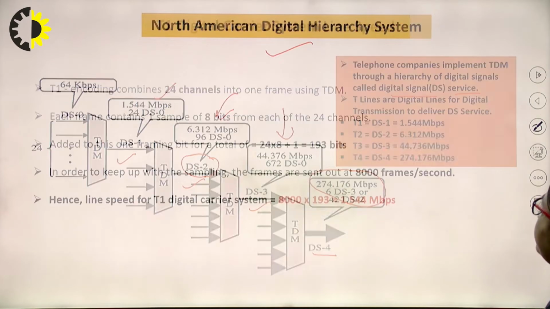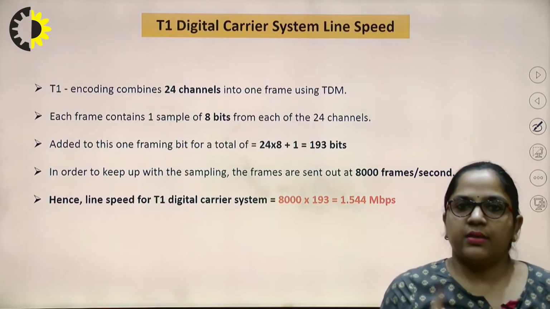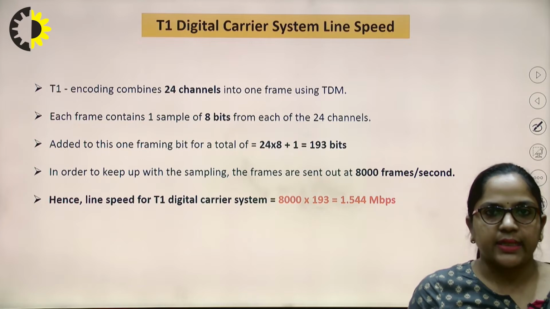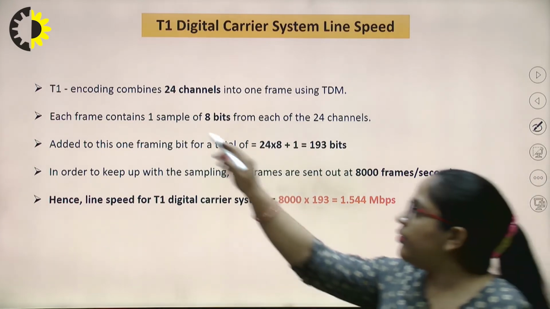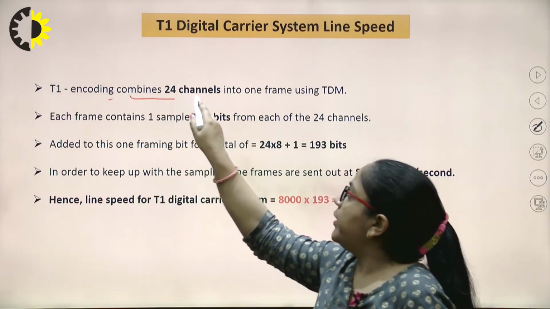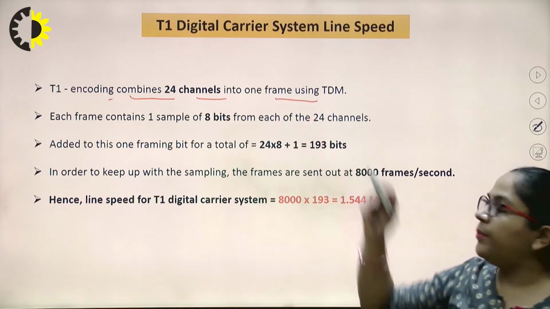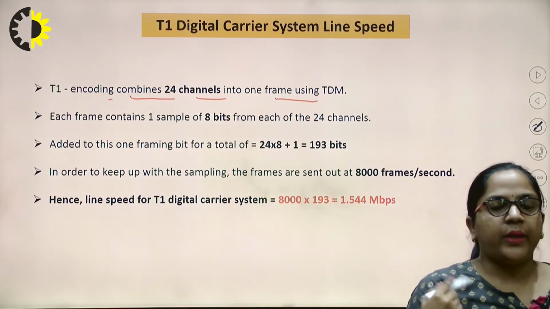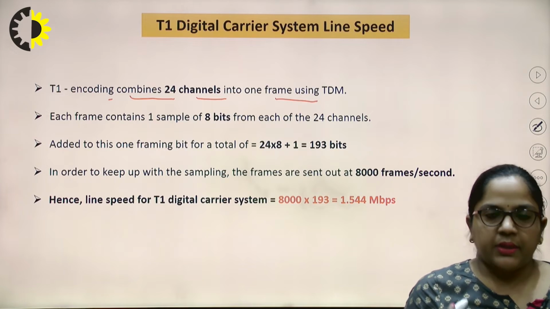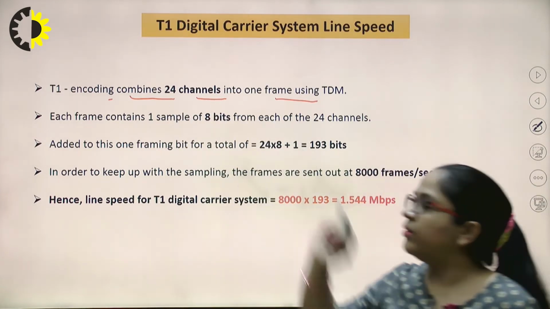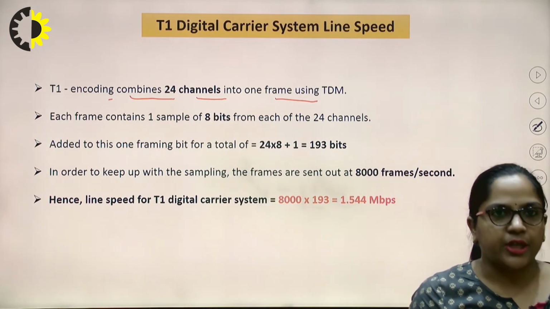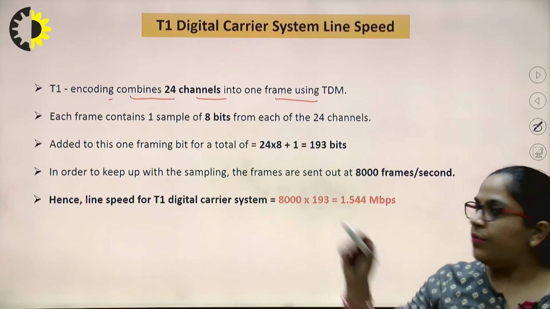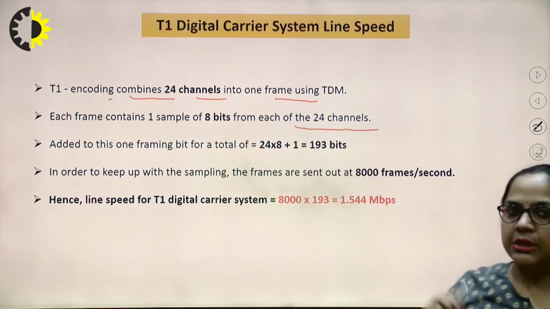Let us observe. We will discuss the first T line, that is the T1 digital carrier system. In T1 encoding, it combines 24 channels into one frame using TDM. We have seen in the T1 digital carrier system how many voice signals we can transmit at once, that is 24 channels. Each frame contains one sample of 8 bits from each of the 24 channels.